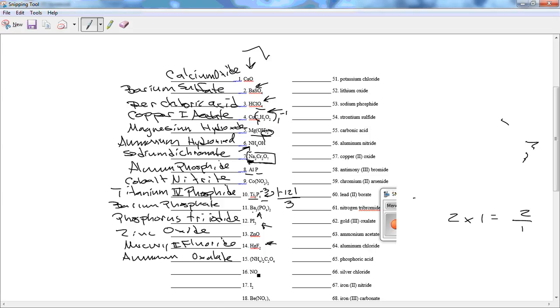NO2 is not called nitrite because there's no charge here. In order to be nitrite, you would have to have a -1 up here. So I just name it nitrogen dioxide. And then I2, that's just the element iodine. It has a 2 because it's polyatomic.